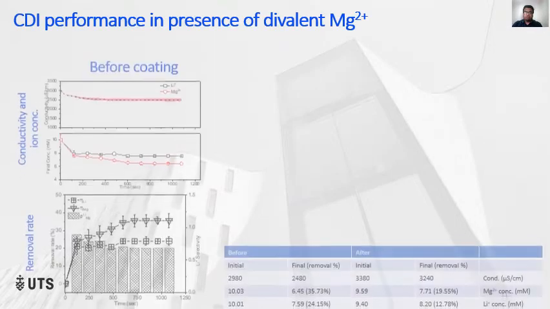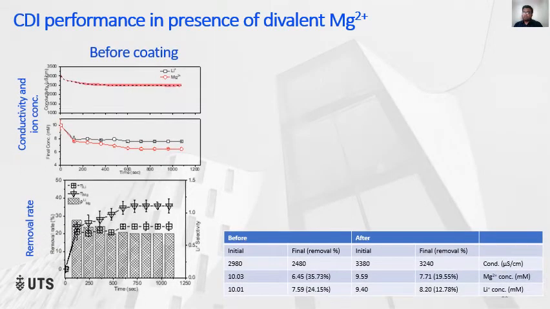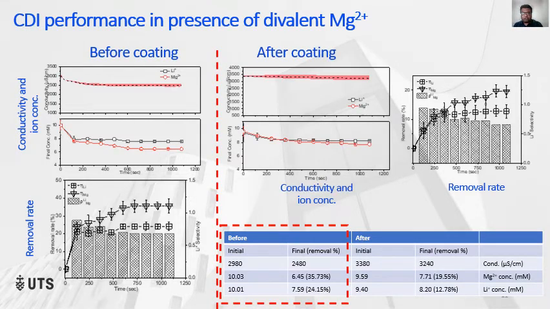However, for the divalent ions like magnesium and calcium, we haven't seen any improvement in relative lithium selectivity. As you can see here, for the commercial AC electrode in a binary mix of magnesium and lithium, the magnesium removal was around 36% and lithium removal was around 24%. However, after GF8 coating, the magnesium removal reduced to 19% and lithium removal also reduced to 13%. So the selectivity didn't change much. However, the removal reduced.